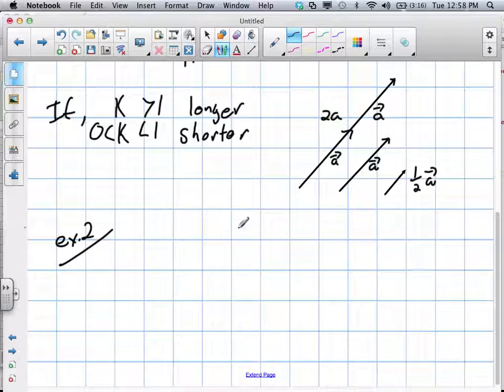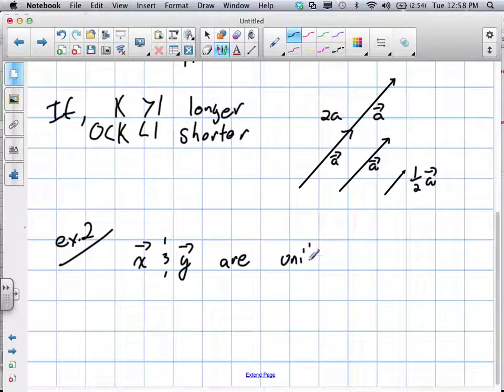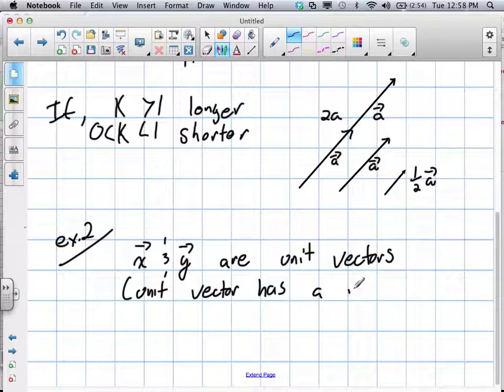Example 2. It says vectors x and y are unit vectors. Now a unit vector means something has a magnitude of 1. So vectors x and y are unit vectors of magnitude 1. Okay? So x and y are unit vectors that make an angle of 30 degrees with each other.